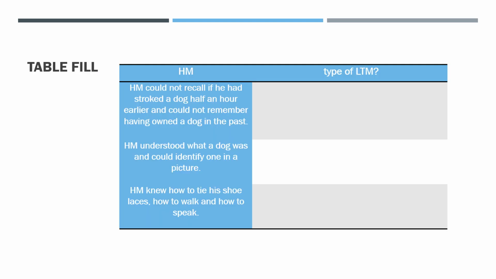Now, using your knowledge of HM and these facts, have a look at them, read through and think, what type of long-term memory is this, and is it damaged or is it intact? So you've got HM could not recall if he had stroked the dog half an hour earlier and could not remember having owned a dog in the past. HM understood what a dog was and could identify one in a picture, or HM knew how to tie his shoelaces, how to walk and how to speak. So what type of long-term memory is each of those? Is it damaged or is it not?